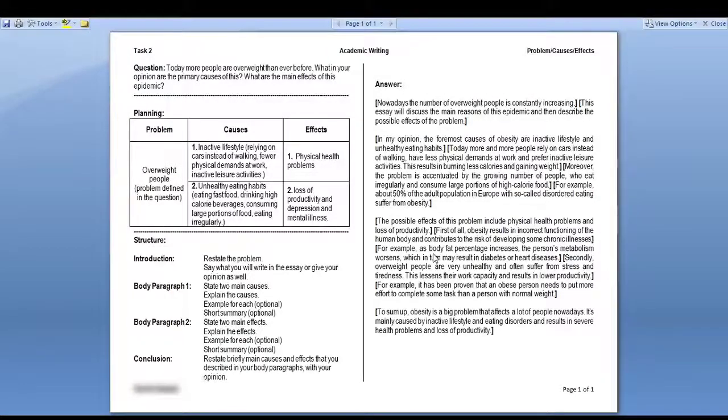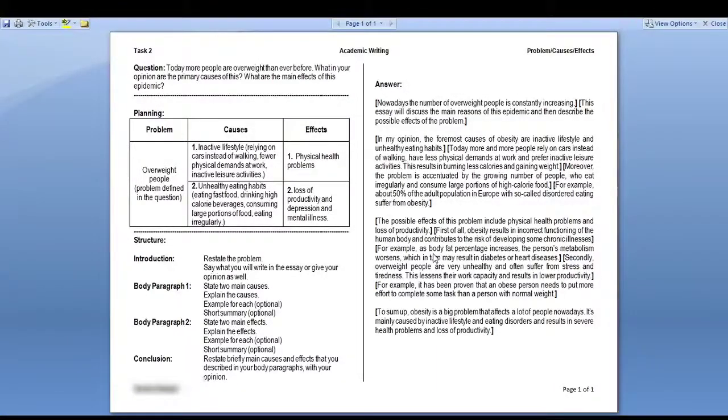Now your introduction requires two things that you need to write. First is restate the problem. Restating the problem means today more people are overweight than ever before. This statement, restate it, meaning paraphrase it, meaning write it in your own words, not copy paste, in your own words. Clear? And the next thing that you will be writing in your introduction is say what you will write in the essay or give your opinion as well.